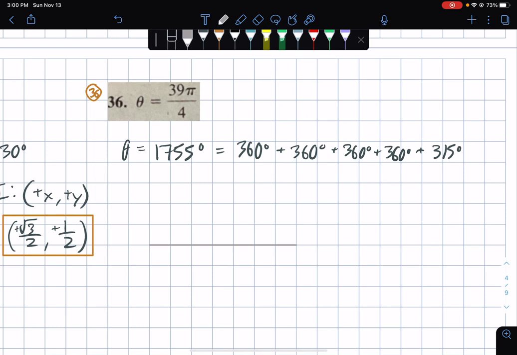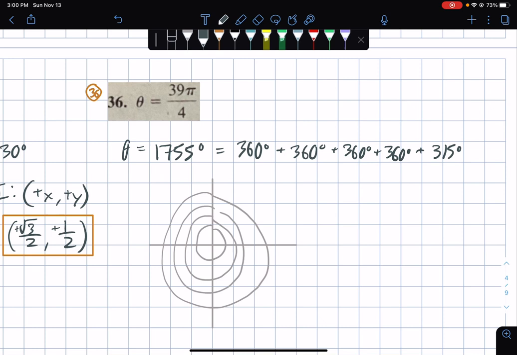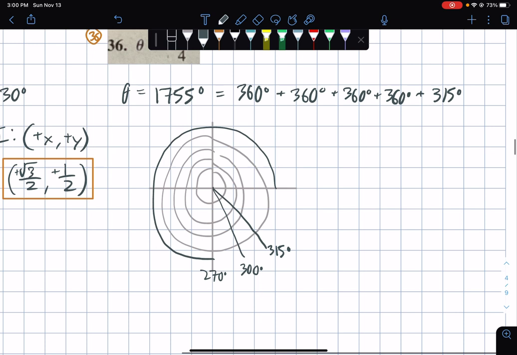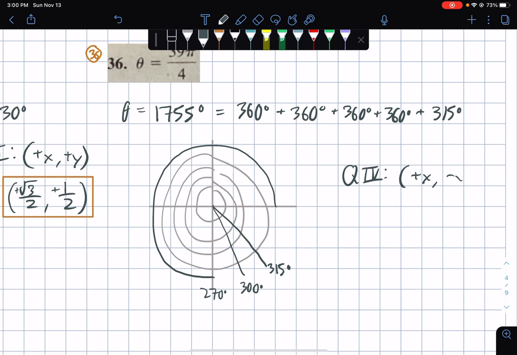So 360, there are basically four of them, and 315. So this is 270 degrees, and this one is 300 degrees, this one's 315 degrees. So we basically landed on quadrant 4, where x is positive, y is negative, and 315 degrees is basically, since it's the middle value, pi over 4, the generic pi over 4 in quadrant 4.